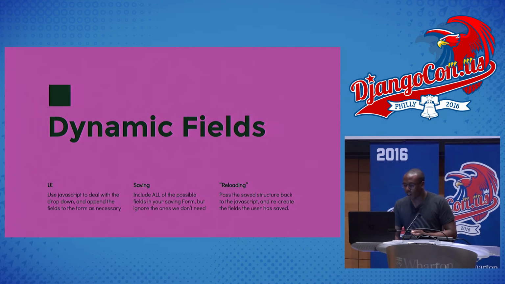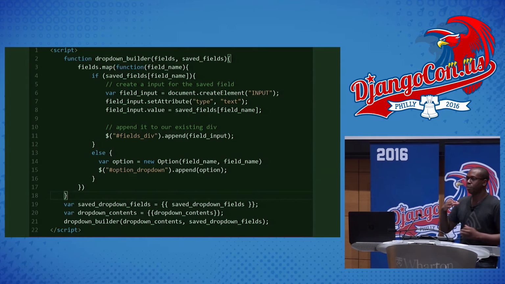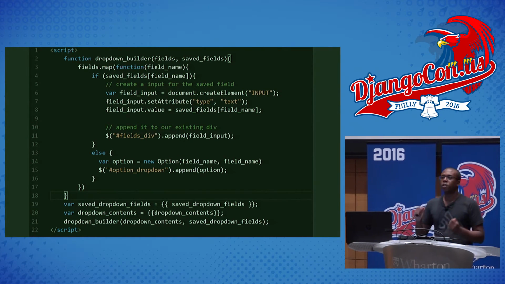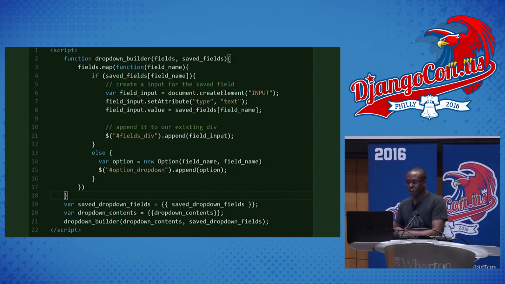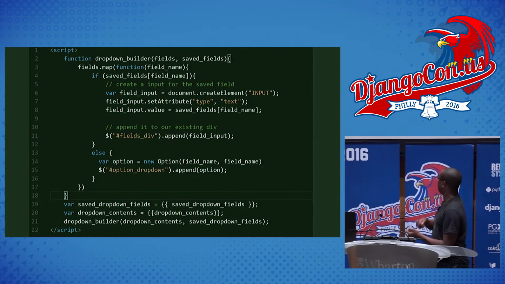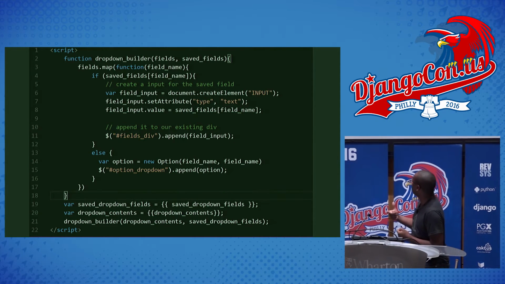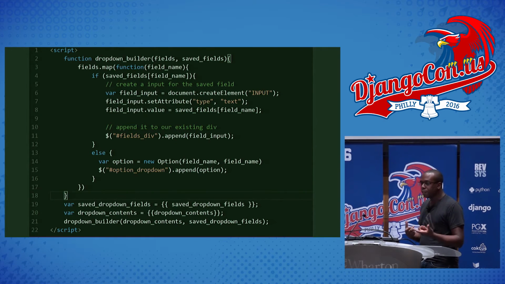So the JavaScript part is not that complicated. This is a really trivial implementation of it. Basically, the key part is that you need to pass data from your template context, when you're rendering the Django template, to JavaScript. So here I have the drop-down contents, which is a list of all the potential fields I want to allow the user to add. And then saved drop-down fields is a dictionary of the field, if the user has saved data for it already, and the value that the user has saved for it.